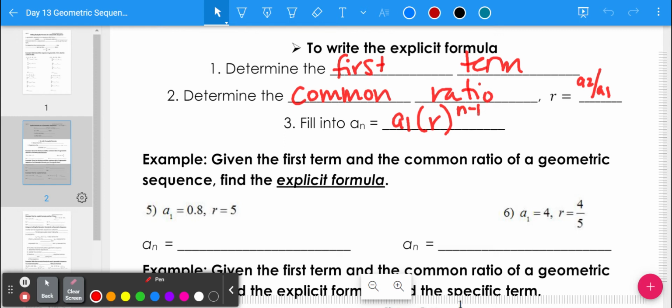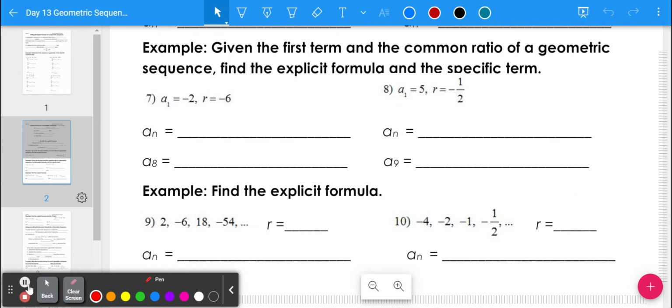As we practice the examples here, for number 5, we're going to be given the first term and the common ratio. They want us to write the explicit formula. Well, my first term is 0.8. My common ratio is 5. It goes inside the parentheses. And because it's the explicit formula, it's to the power of n minus 1. For number 6, my first term is 4. My common ratio is 4/5, and it's to the power of n minus 1.